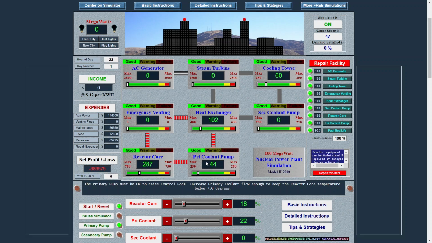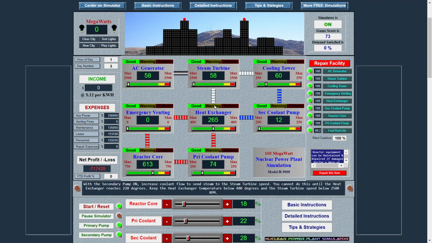So the function of the primary coolant is to extract heat from the reactor, as the heat is created in the chain reaction. And then we see that the heat is transported into the heat exchanger. Once we reach, I think it's 200 degrees, we can already start the secondary coolant. So we start the secondary pump and we increase the secondary coolant flow.